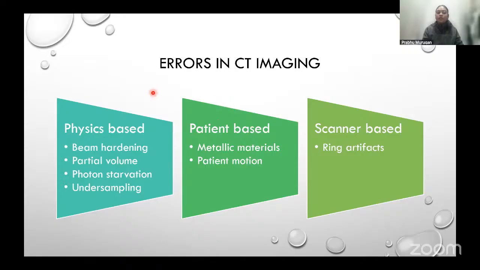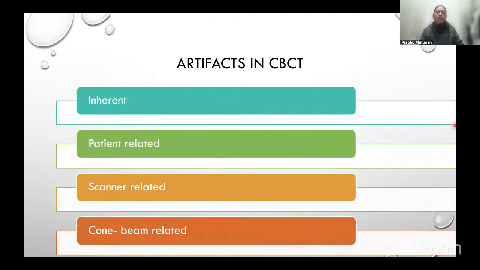Okay. In case of your CT, there are three main things I want you to remember. Physics based, that is your image acquisition based errors. Patient based, that is your metallic particles or patient motion during the image acquisition. And scanner based is like the system, the processing unit. So these are the artifacts that can happen in a CT. And mostly it is the same in case of your CBCT also.